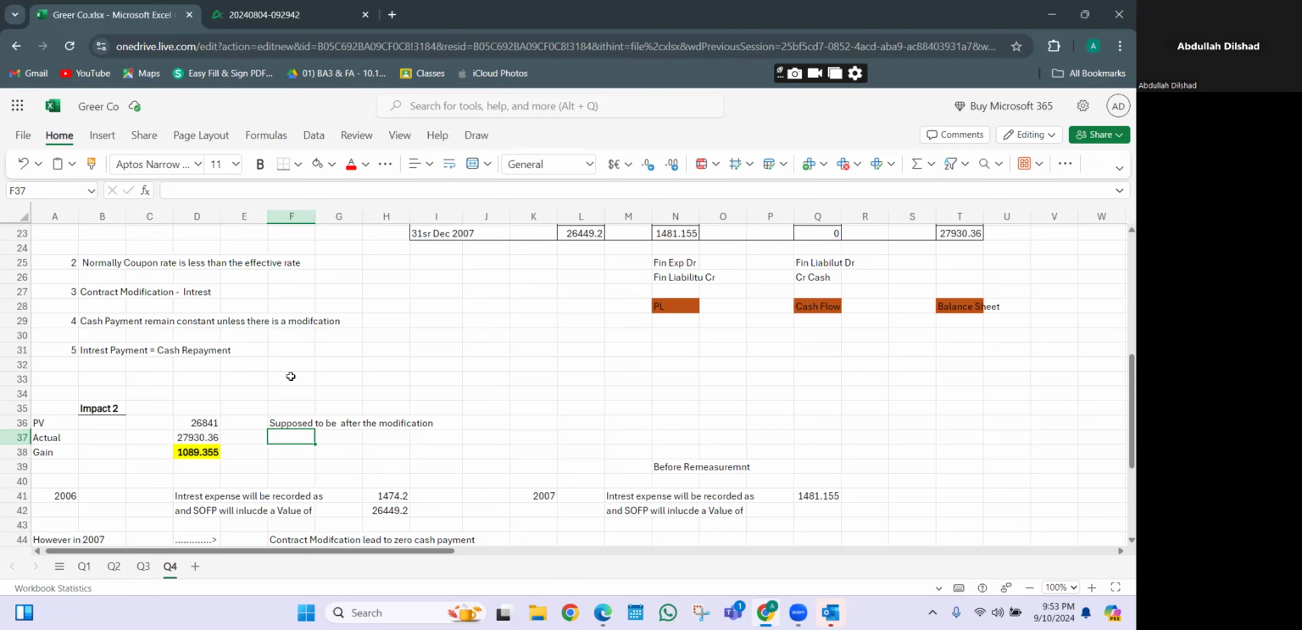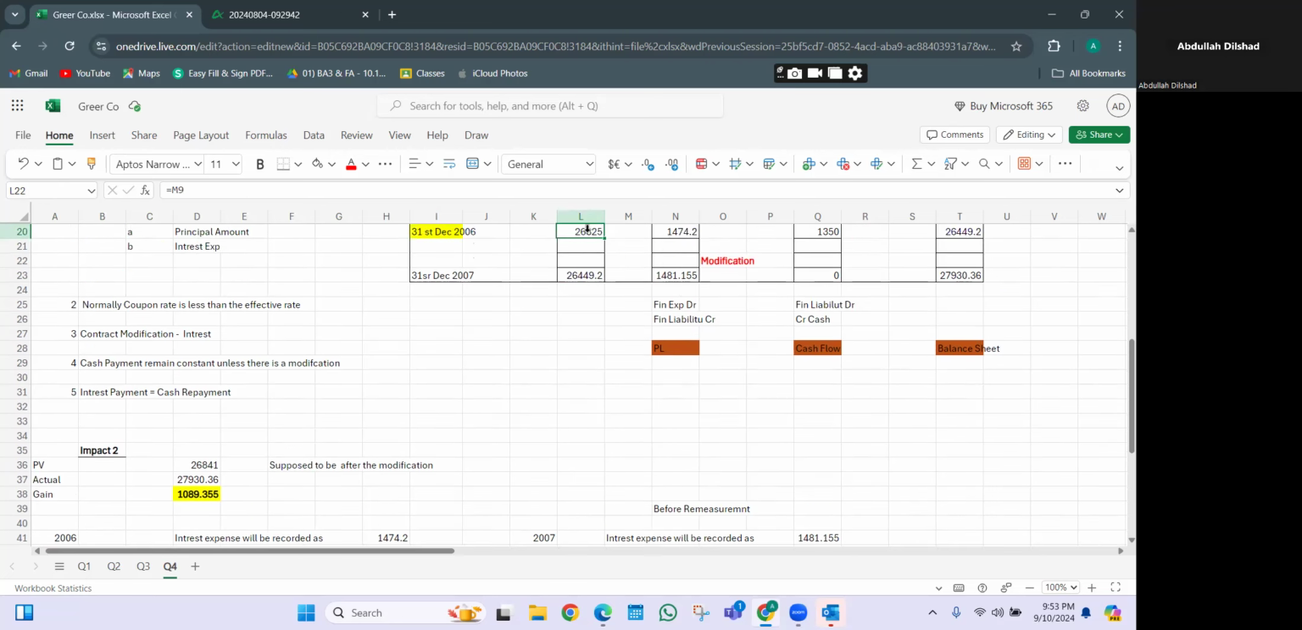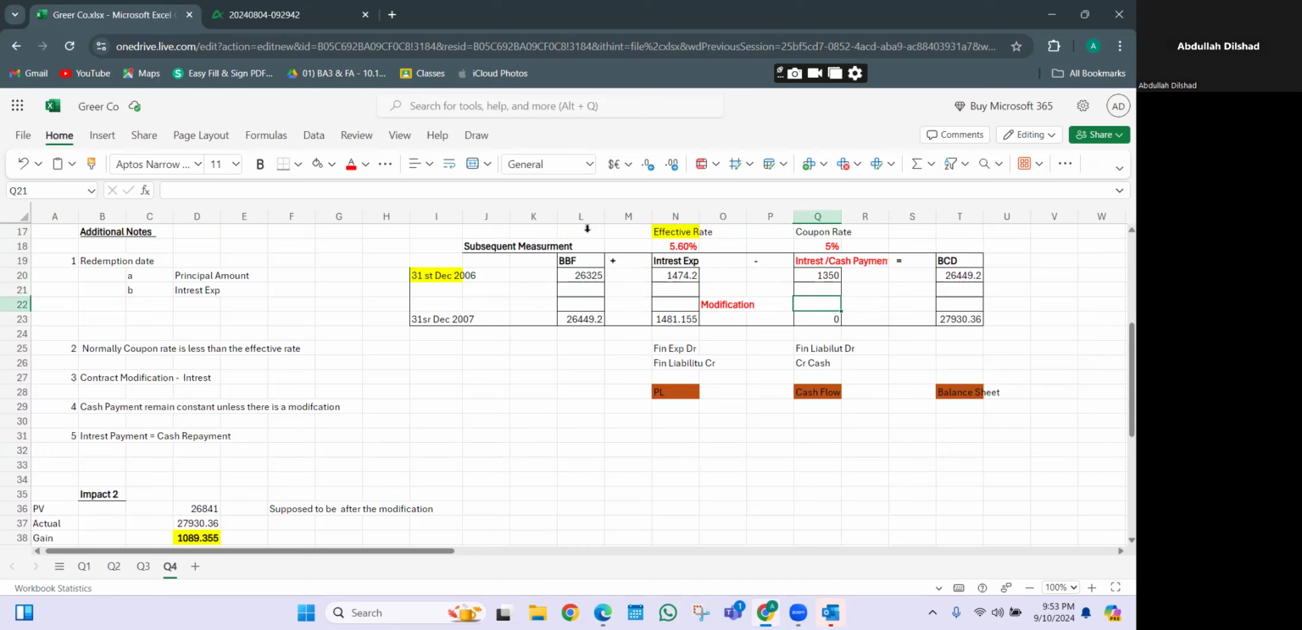But what happened after the zero repayment? After the zero repayment, as at 31st December 2007, the actual figure is 27,930. I have brought that calculation here as well. It was supposed to be 26,841, but your actual is only 27,930. Can you all see?